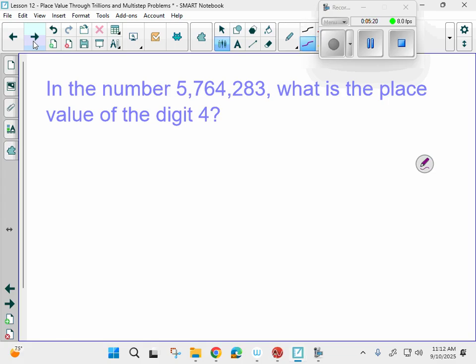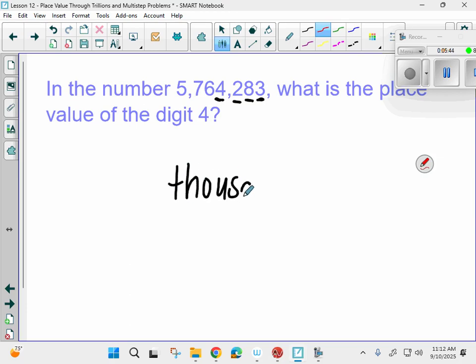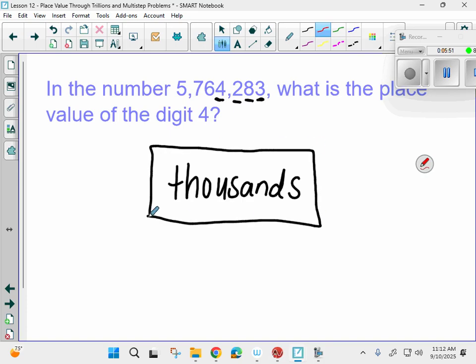All right, write this down. What is the place value of the 4? Now, we are all going to count together, all right? So let's all repeat again. This is the ones. This is the, and this is the, all right? And that's what it's asking for right here. What is the place value of the digit 4? It is in the thousands place value. So you can just write thousands.